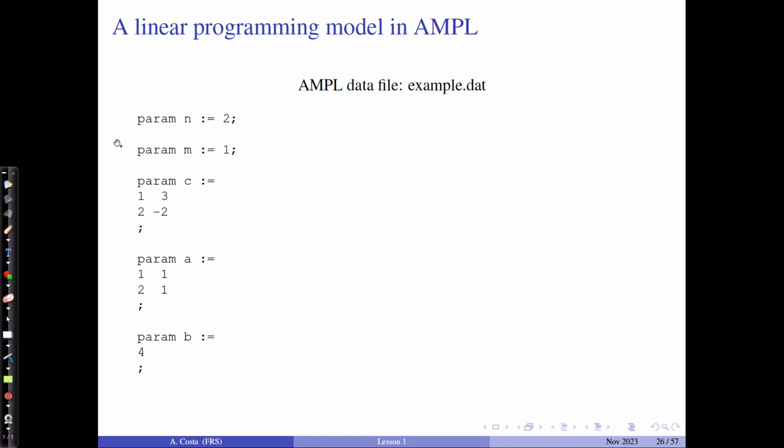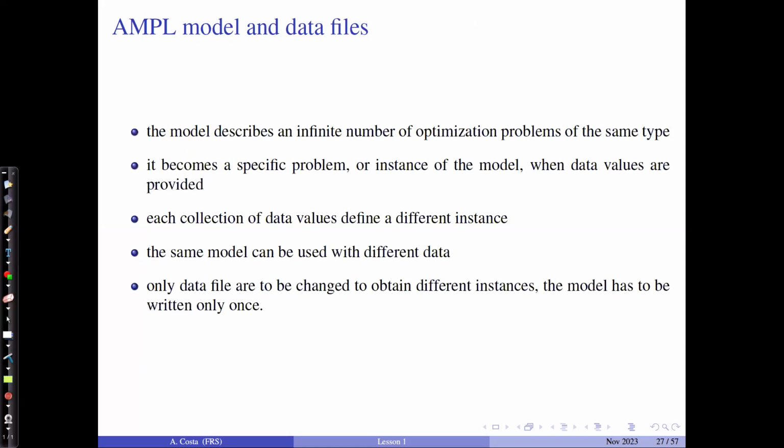But don't worry, all of this will be available in the slides, and it's just for you to know the syntax. In case you need to refer to it later, maybe you're really interested in AMPL and you want to have a reference, then you can use this. But it's not the main point here. The main point is to start to understand the logic behind it.